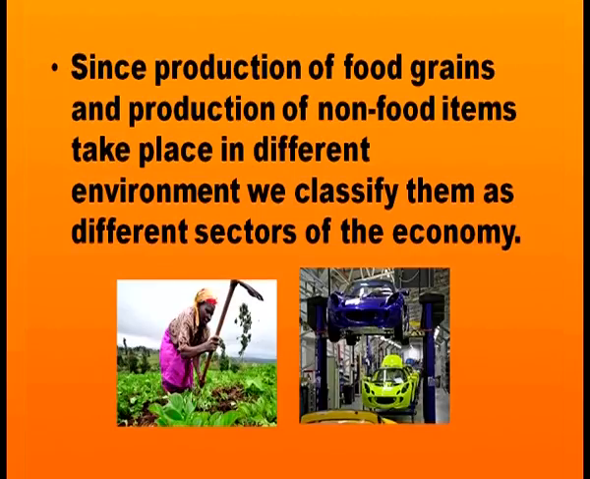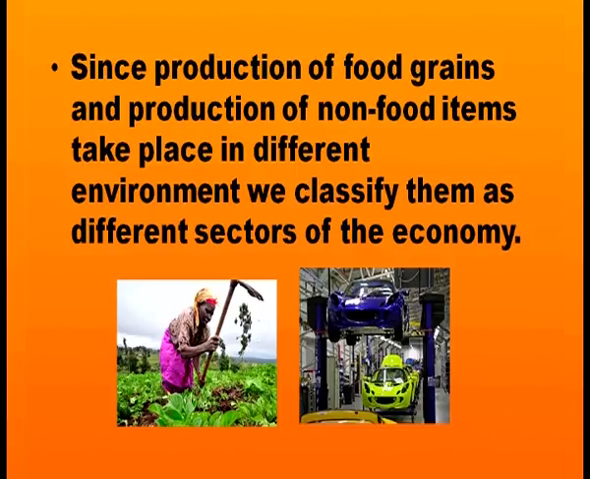So what we have seen here? Many people in the rural areas work in the field to grow crops, as well as there are so many other people in the towns and cities who work in the industries to produce so many other things which we require in our day-to-day life. Since the production of food grains and production of non-food items take place in different environments, we classify them as the different sectors of the economy.